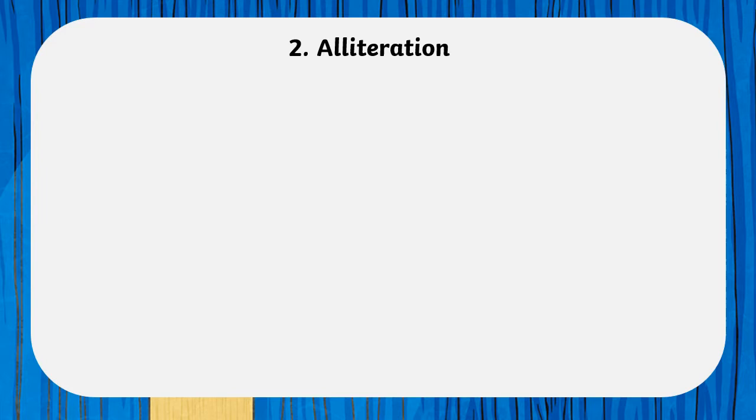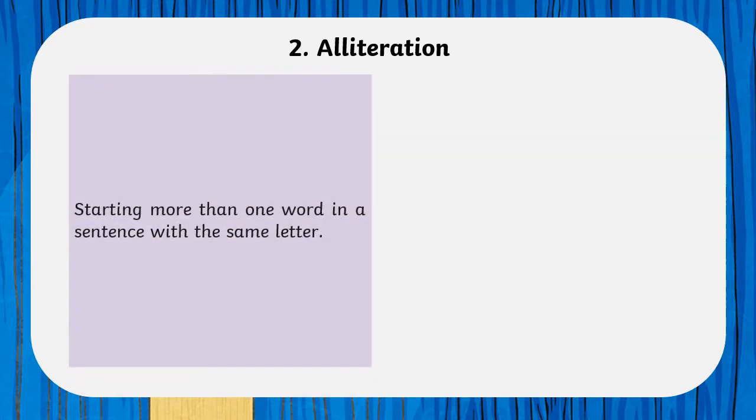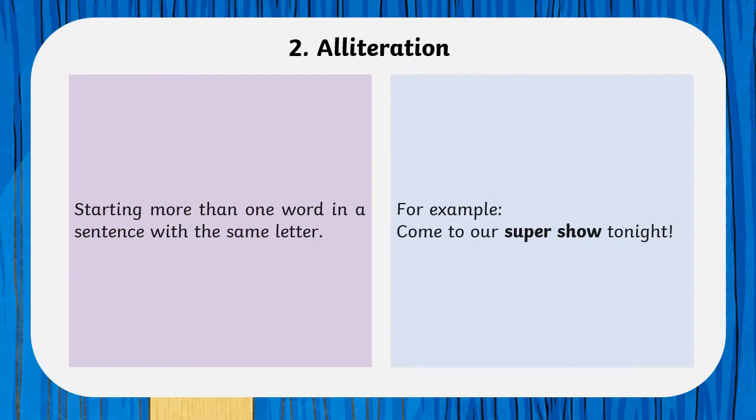The second method is alliteration. What is alliteration? It's starting more than one word in a sentence with the same letter. So instead of saying "come to our show," you can say "come to our super show tonight." Okay, come to our super show tonight.